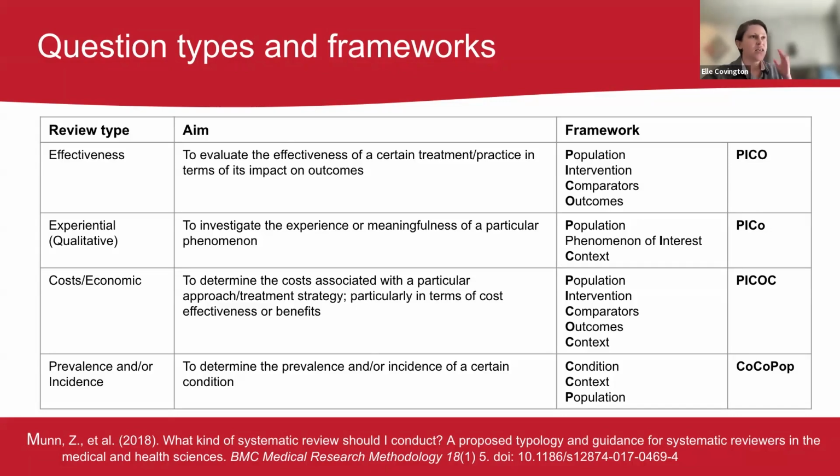But here's a chart talking about the type of questions you might be asking, whether it's effectiveness, experiential, cost, economic, prevalence, or incidence. And then some of the frameworks that might be really good for developing a research question around those. The first one is PICO. That's the classic one for systematic reviews: population, intervention, comparators, outcomes. We're comparing two interventions to see which ones are effective. It lends itself really well to quantitative data.